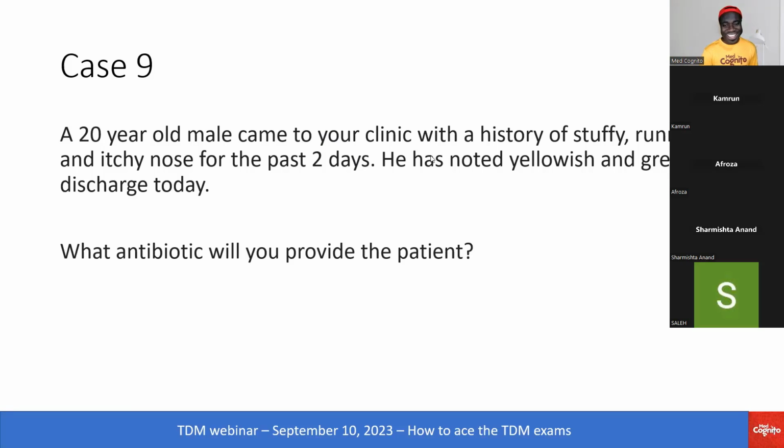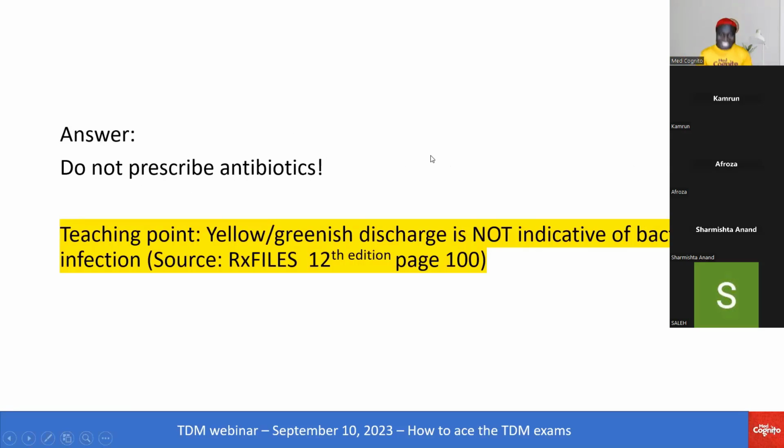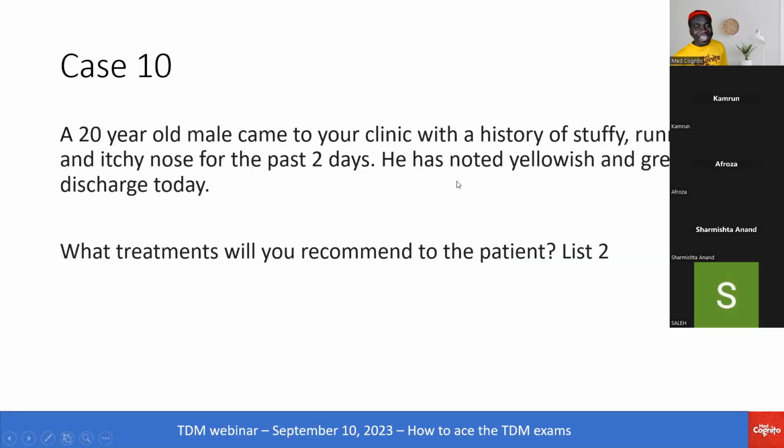No antibiotic at this stage. Careful waiting. Good. Do not prescribe antibiotics. I wish I could shout it. Remember that I told you that for some of the questions, the answer is no treatment. According to RX Files, the 12th edition, page 100, yellowish greenish discharge is not indicative of bacterial infection. So it is up to you as a doctor to say, I've learned my TDM well, I'm not going to prescribe anything for this viral infection. Okay, good. So what treatment will you then recommend for this patient? Symptomatic.